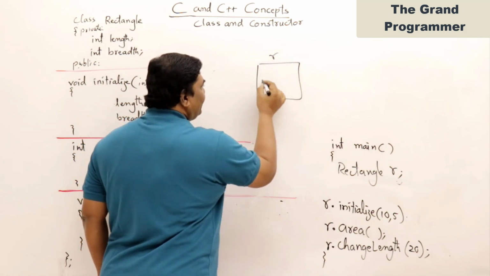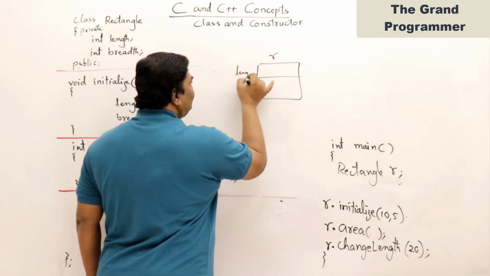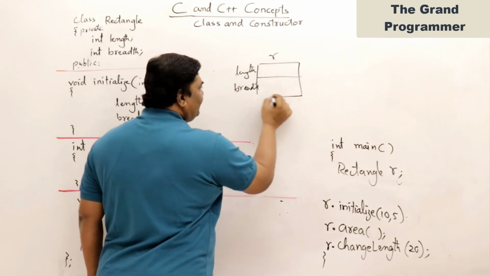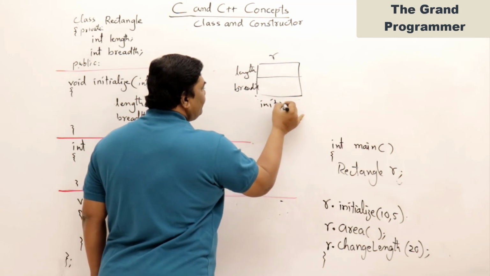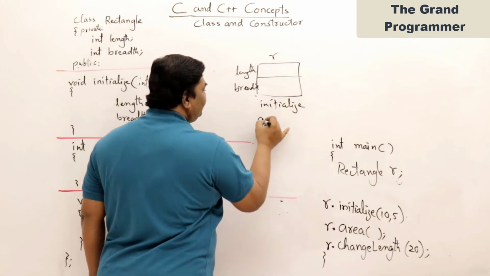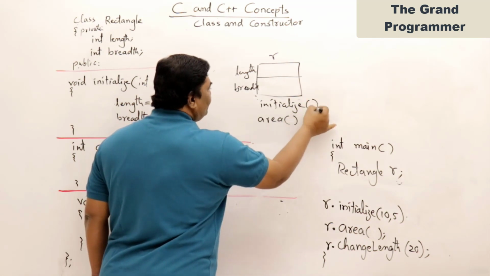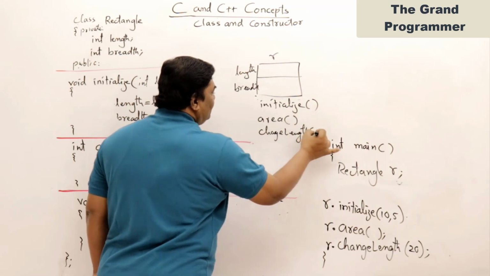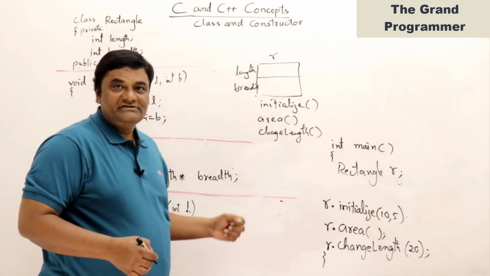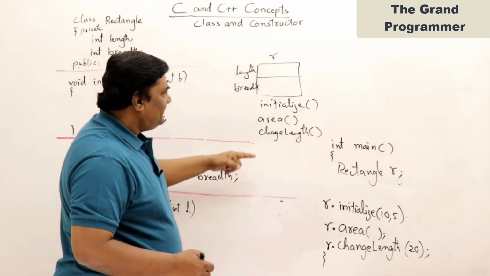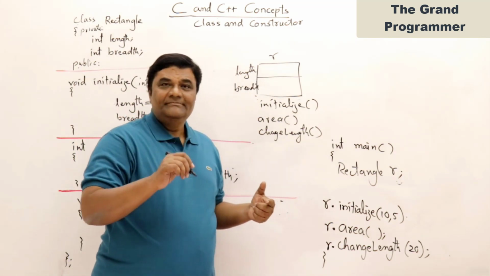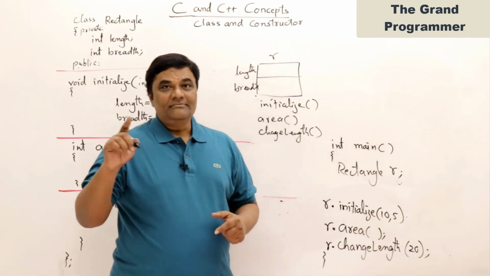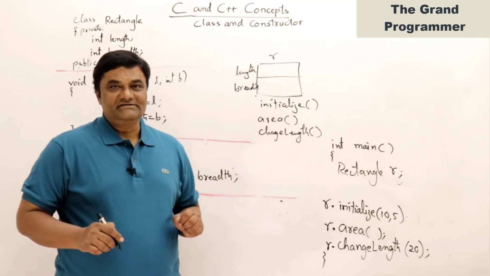You get length and breadth. These are the two data members, length and breadth. Along with that, we also get the functions like initialize, area and change length. We get these functions also. These are the member functions. So length and breadth are data members and these are the functions. You can call all of them by using the dot operator. So this is the transformation from C language to C++.